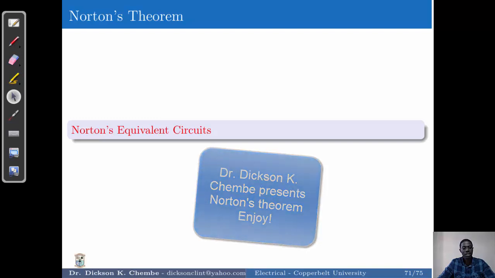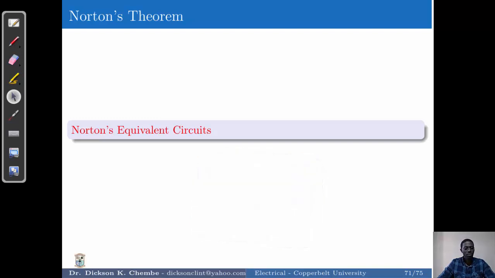Previously we looked at Thevenin's circuit, which is not very different from Norton's theorem. So let's see what this theory is all about.